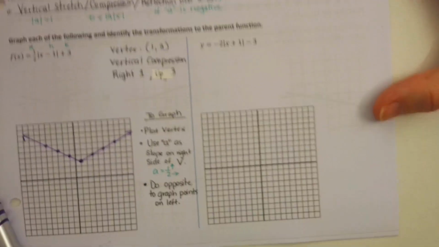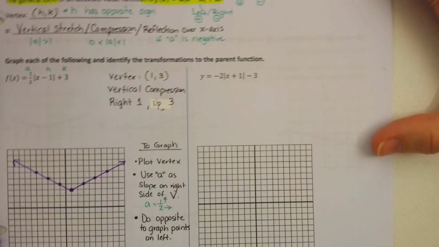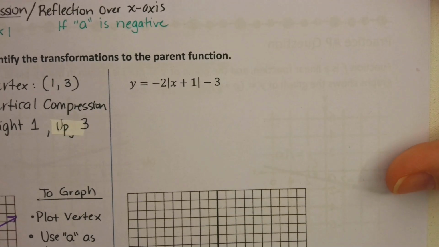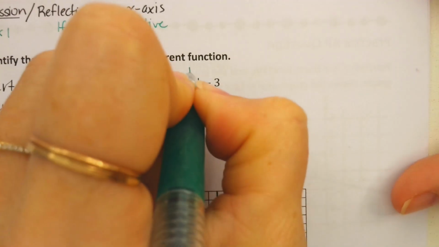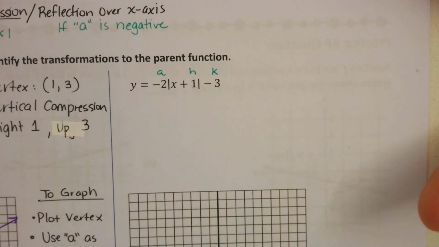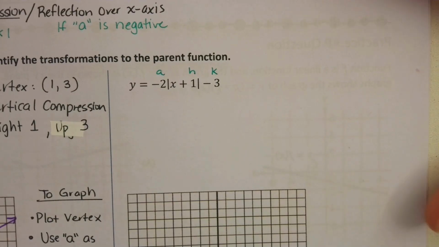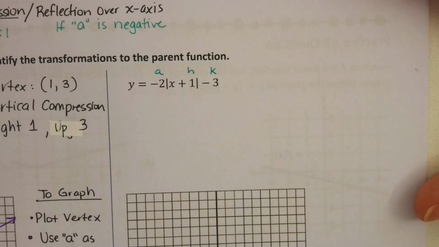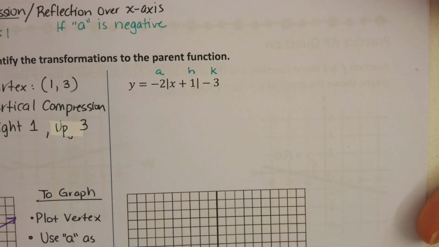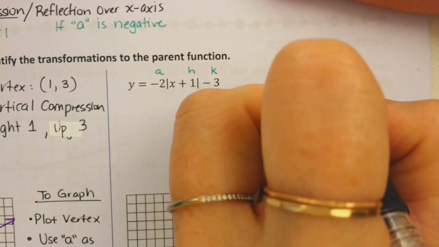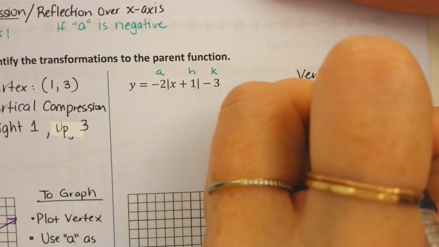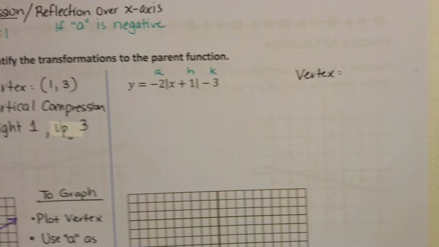All right, for the next one, let's look at it. I'm going to start by just labeling A, H, and K. Here's the A, here's my H, here's my K. Let's start by finding the vertex, the H, K vertex. Which one do we write down the opposite sign for? The H. Very good. Okay, so what are we going to write down for our H?